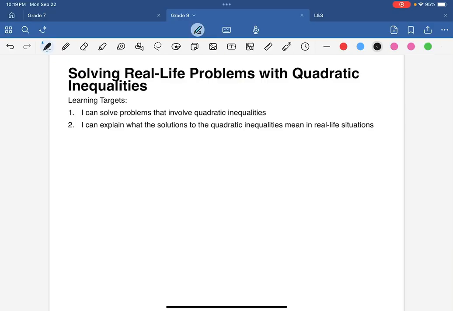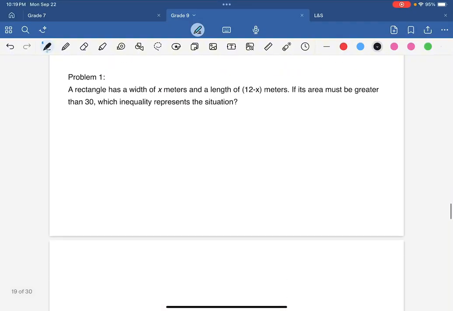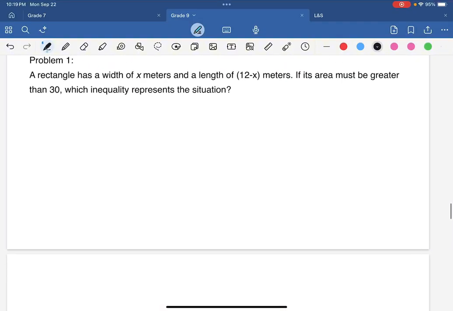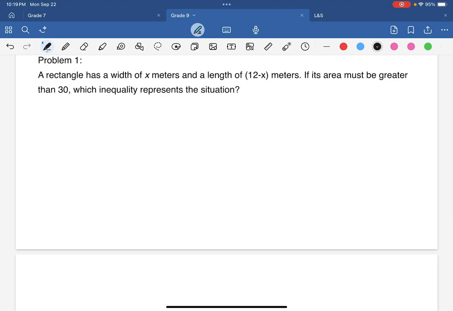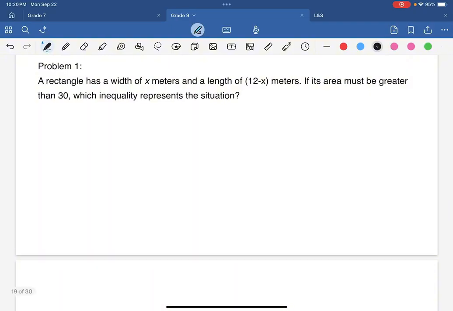For our first problem, we have a rectangle that has a width of x meters and a length of 12 minus x meters. If its area must be greater than 30, which inequality represents the situation? So first, just like what we had in quadratic equations before, we need to interpret and know the givens and what they are. Going back to the area of a rectangle, area is equal to length times width.